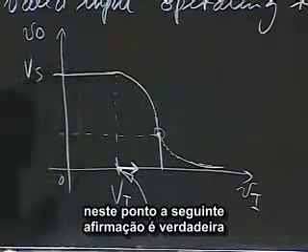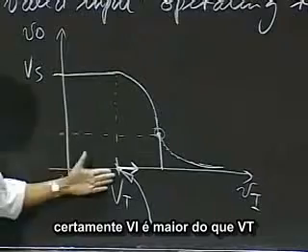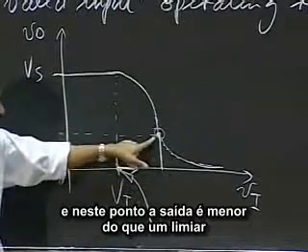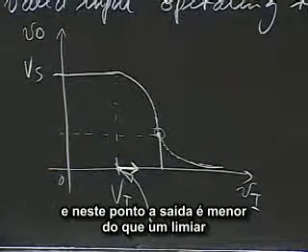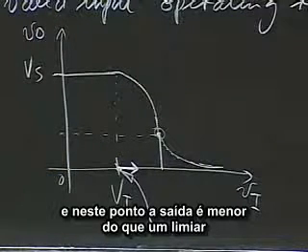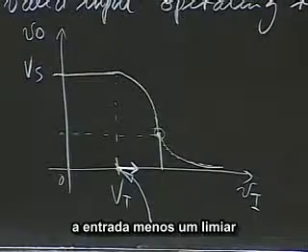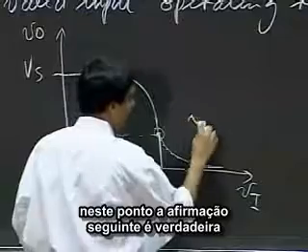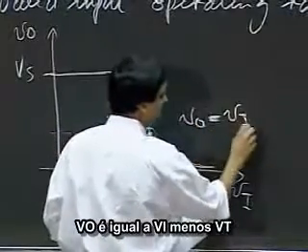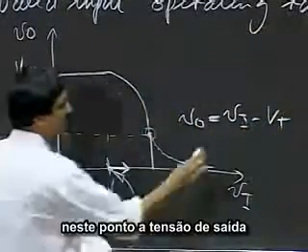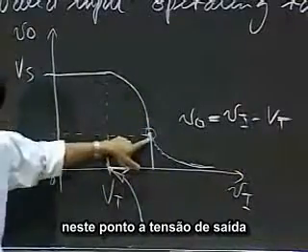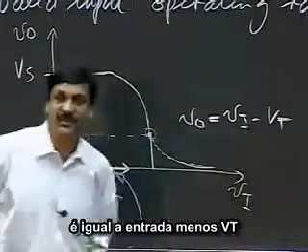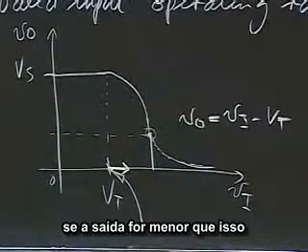So at that point, the following is true. Okay, certainly VGS, or VI, is greater than VT. And at that point, the output goes below one threshold, the input minus one threshold. So at this point, the following is true. V naught is equal to Vi minus Vt. So at that point, the output voltage is equal to the input minus one volt, or input minus Vt.